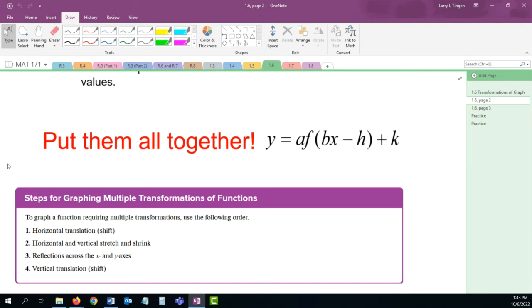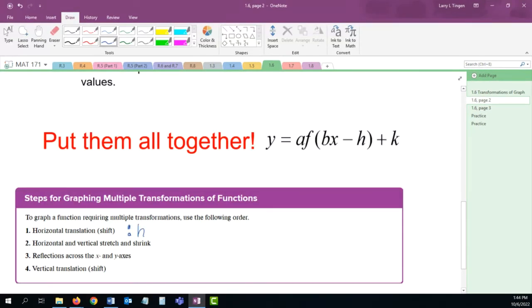So order of operations here for transformations. If I have a problem where I have multiple transformations occurring, the first thing I'm going to do is my horizontal translation, and then horizontal and vertical stretch and shrink, reflect, and then vertical translations. Horizontal translations are moving left or right. Horizontal and vertical stretches and shrinks are the multiplications. Reflections across the x and the y axis are the sign of a and b. And lastly, the vertical translation is the k. So let's label the values that are doing this. Horizontal translation is all about the h.